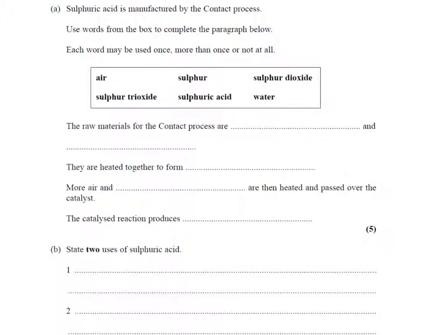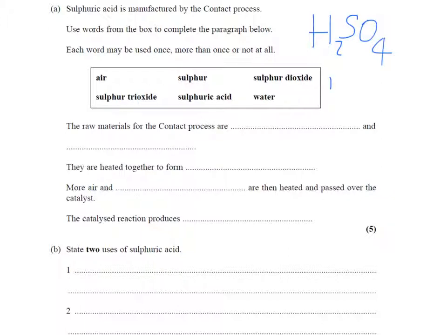Now, sulfuric acid has the formula H2SO4, and you should know that formula off the top of your head before the exam. And there are 4 stages in the production of sulfuric acid, and the first stage, which is what this question is asking about, is what actually goes into this process.